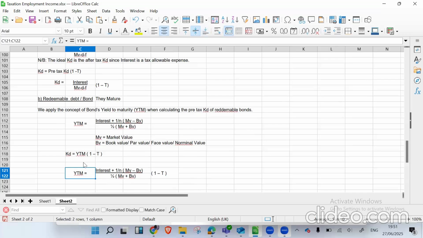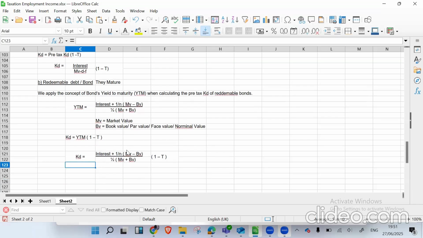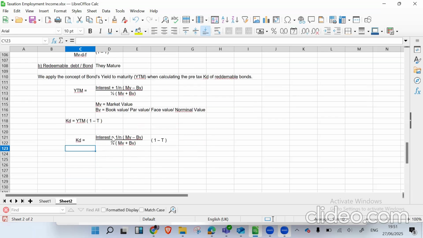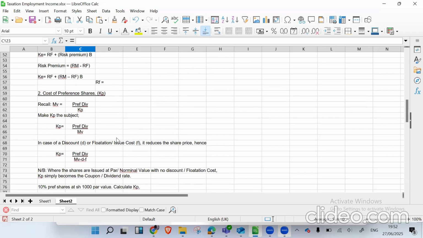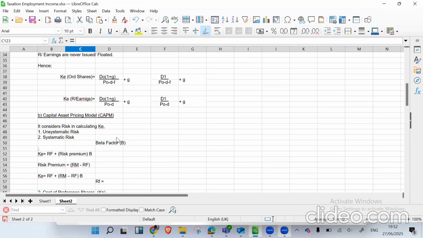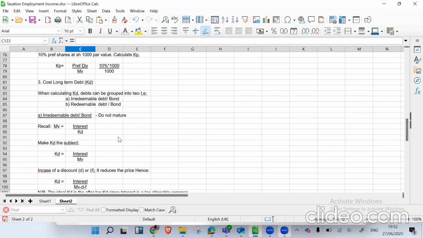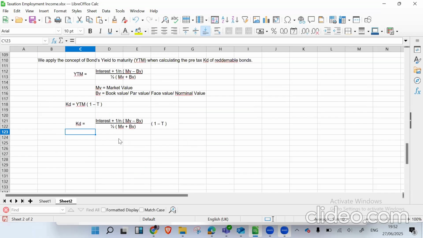Na hii sasa itakuwa YTM. Sasa this one will now be KD. Kama haina tax ni YTM. Ukiadjust for tax inakuwa KD. And that is the summary of the component costs: KE, KP, and KD. Any question?